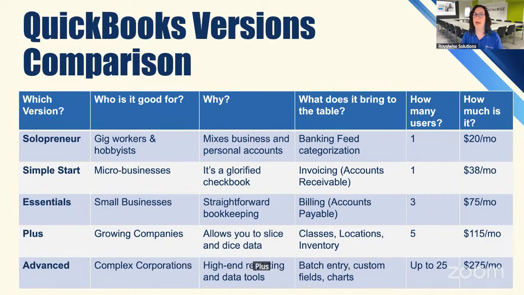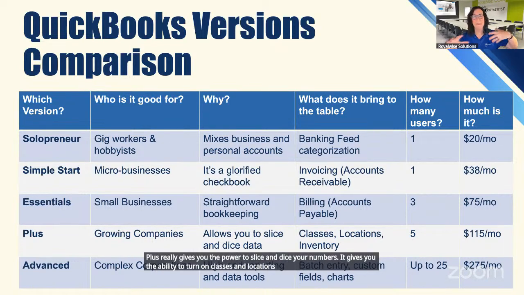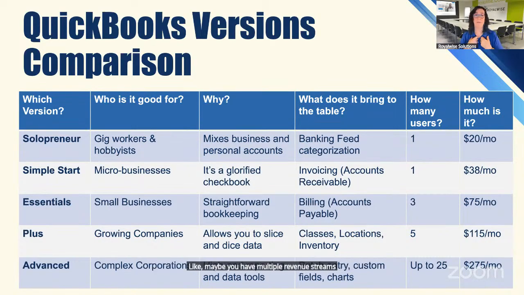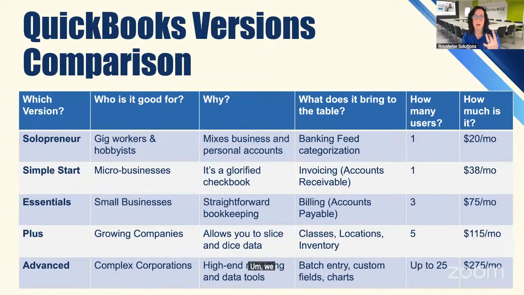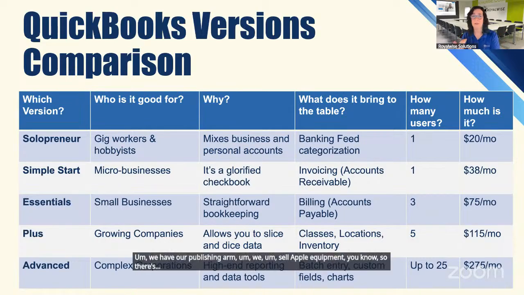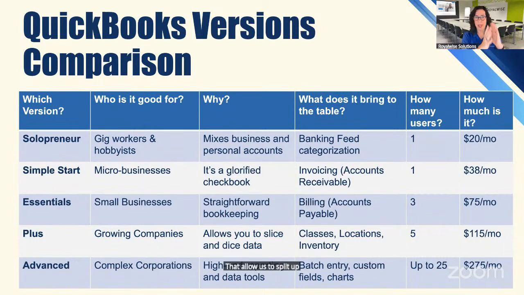Plus really gives you the power to slice and dice your numbers. It gives you the ability to turn on classes and locations, which are dimensions that you can use for your reporting. Like maybe you have multiple revenue streams. For example, here at RoyalWise, we have these classes. We have our personal coaching. We have our setups and troubleshooting consulting work that we do. We have our publishing arm. We sell Apple equipment, and QuickBooks subscriptions. So those are all different revenue streams. So we use a feature called classes that allow us to split up those, and we can do our reporting based on all of those different revenue streams.